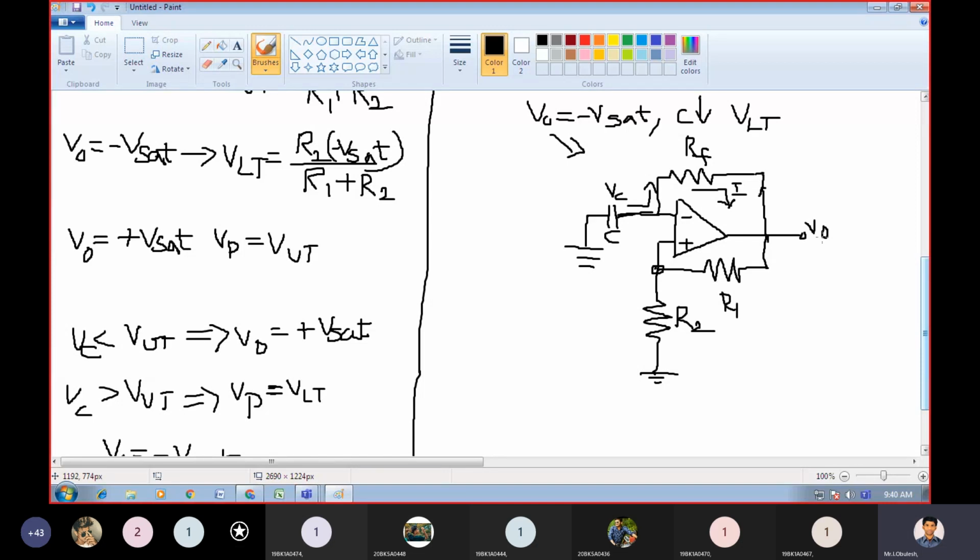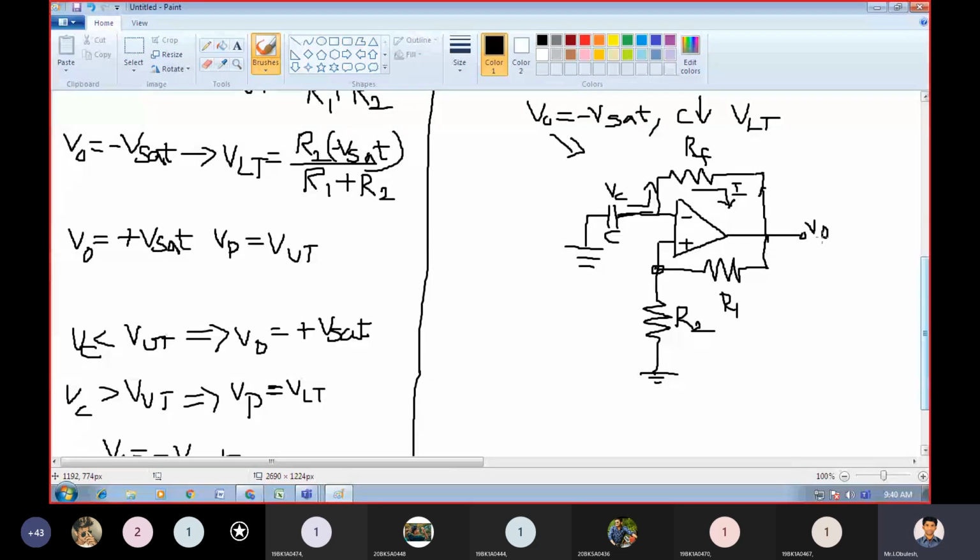When VC becomes slightly more negative than the feedback voltage VLT, then the output voltage V0 switches back to plus V saturation.